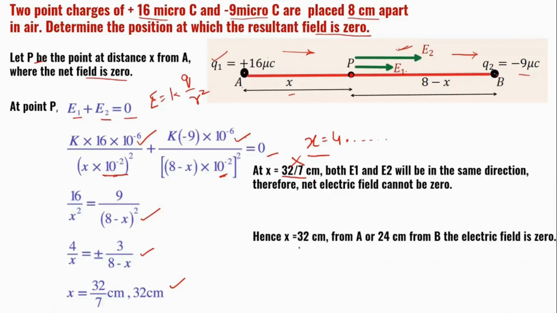Now, the remaining point is x equals 32 centimeter from A. That means if we move from A towards 32 centimeter, that is towards the right of Q2.